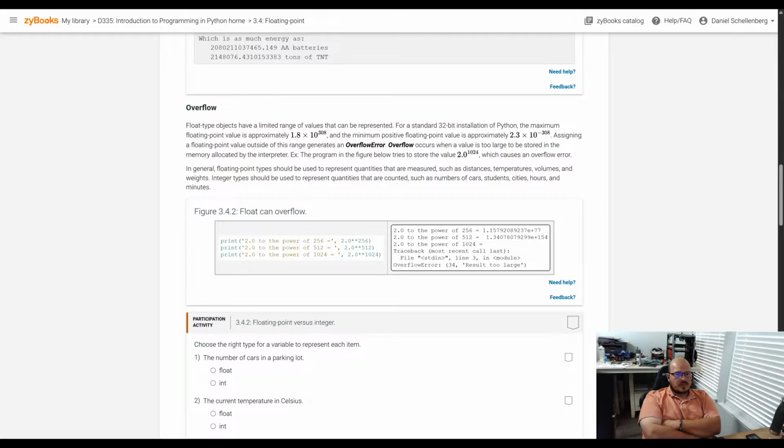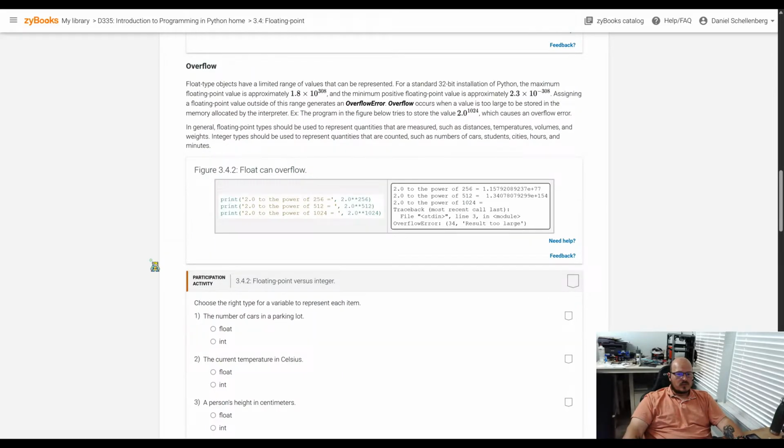So this one here, oh okay, so overflow error 34, results too large.